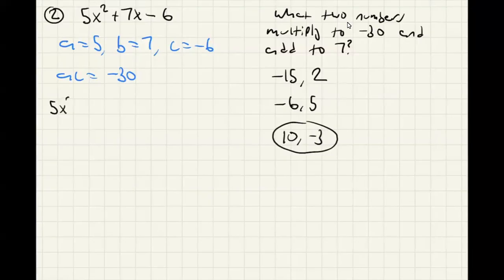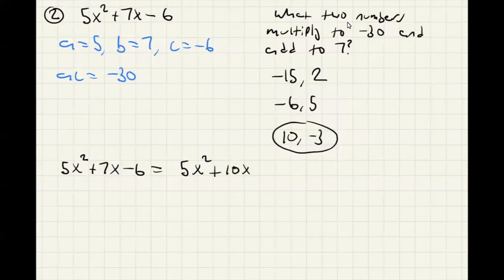So what we do, actually, let's do it down here. We use those numbers to split the middle term. So instead of 7x, we're going to write plus 10x minus 3x, like this. So the 10 and negative 3 are coming from these two numbers that we found.